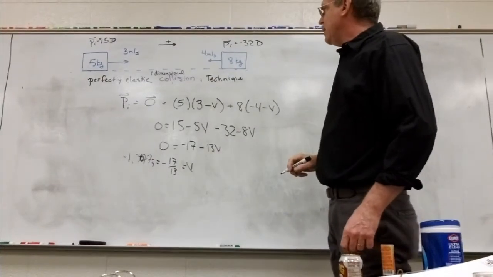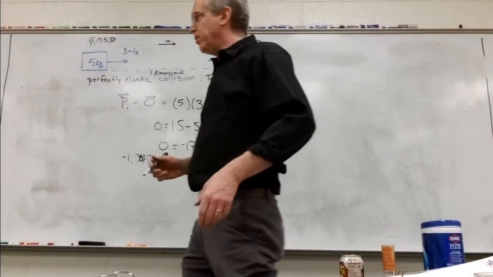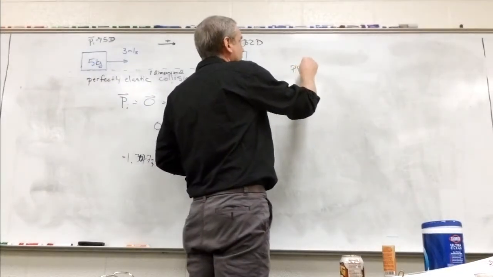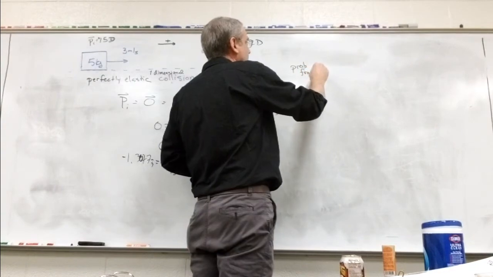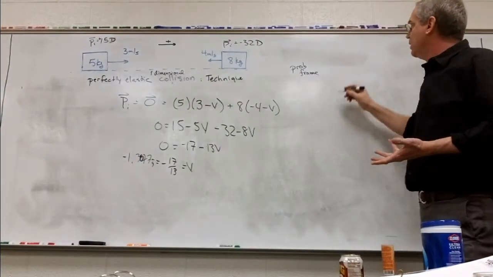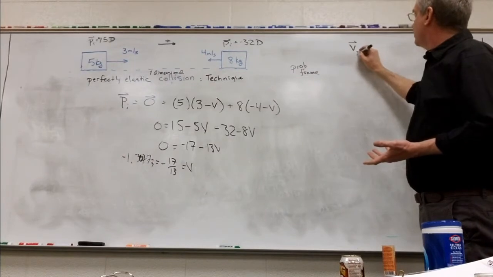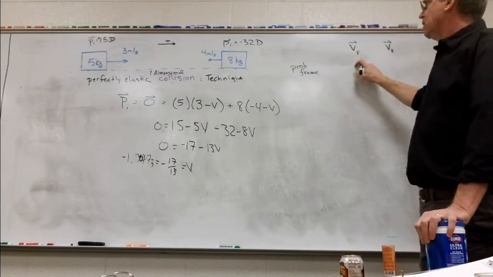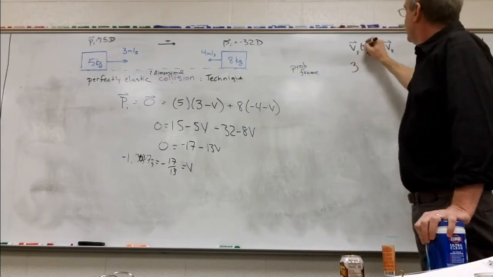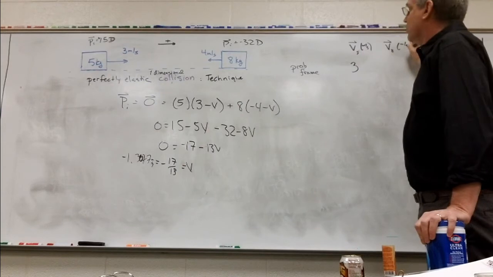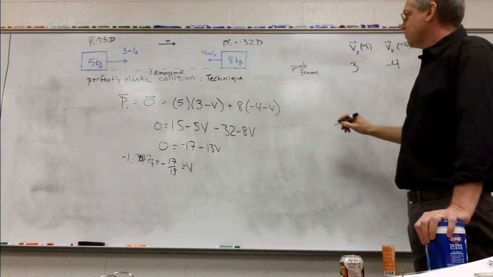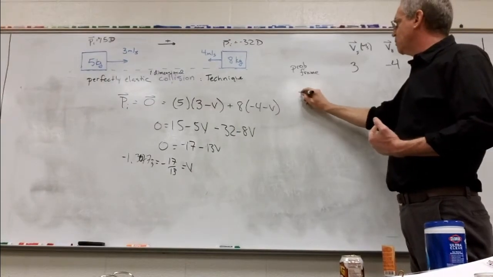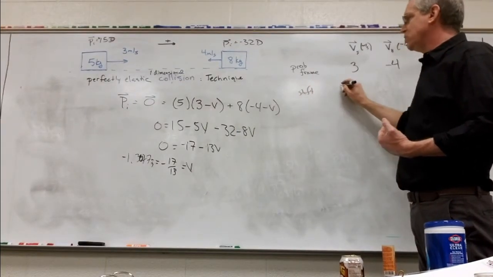So let us now do the problem. So we start out in the problem frame. I'll use this space over here. So in the problem frame, in other words, from the point of view of the problem, my velocities of the 5 and the 8: the velocity of the 5 is 3 meters per second. The velocity of the 8 is -4 meters per second. I'm now going to shift to the zero momentum frame.